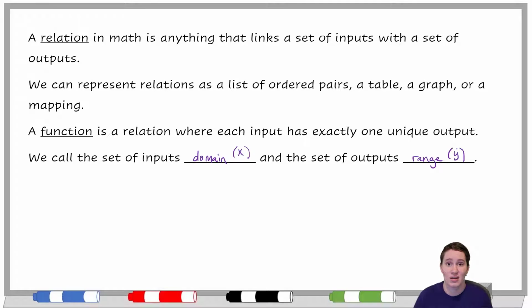So that's another kind of relation, not in the sense that we've got here. It's another way we can define these things. The domain is the x values that our graph or our equation has, and the range would be the y values that we have.